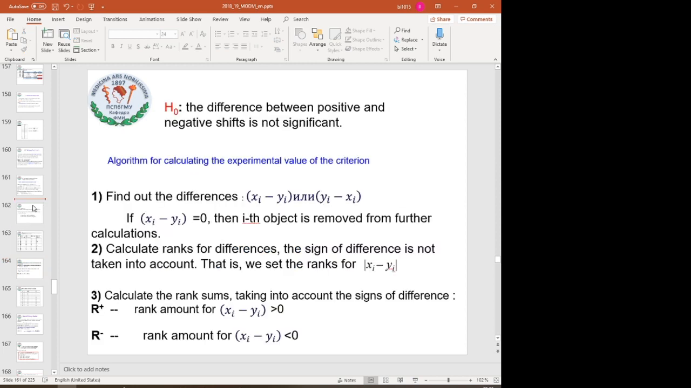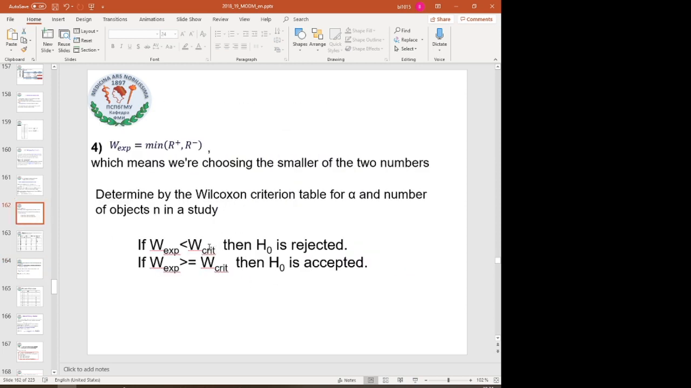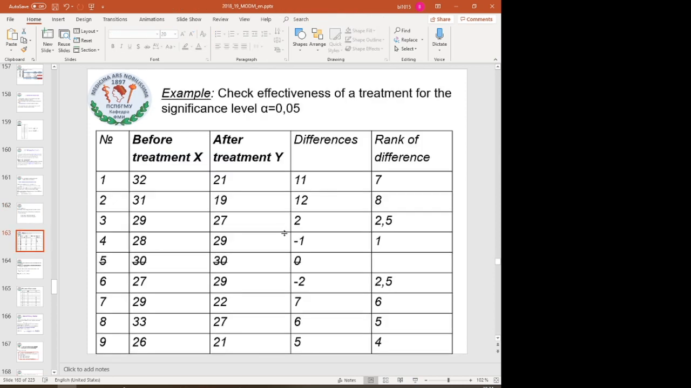Why? I want to give you an idea why, unlike parametrical criterion, we reject null hypothesis when our experimental value is less than critical. What is experimental value? Experimental value is minimal sum of ranks for our shifts. Let's look at this example. This minimum here is 1 plus 2.5.